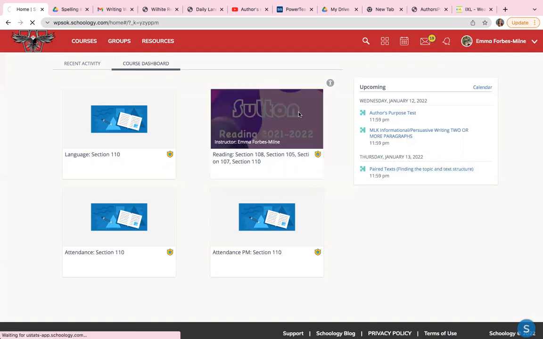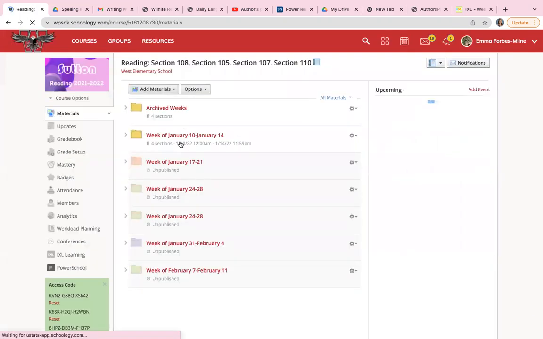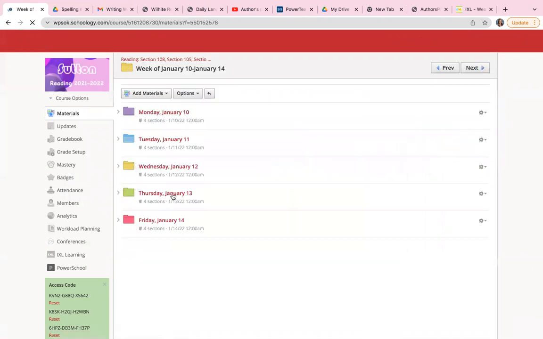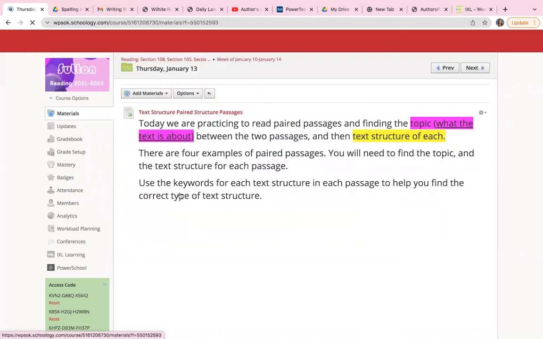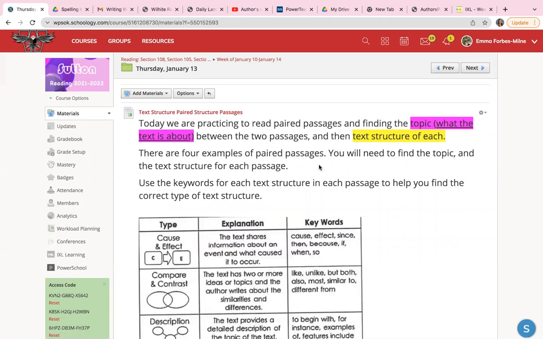So, what we're doing today. I'm going to go through the instructions I have for you. So, Thursday. All right, we are trying a new concept today. We're going to take two passages and read them and try to find the links, like the similarities and differences between the two passages. So today we are practicing reading paired passages and finding the topic, which means what the text is about.